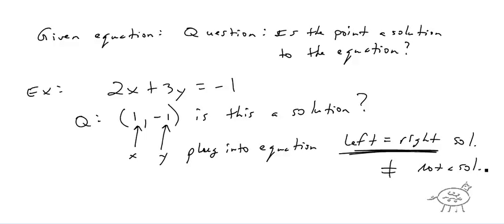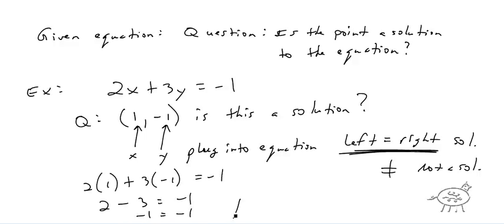So if I take this one and say 2 times 1 plus 3 times negative 1 equals negative 1, so 2 minus 3 equals negative 1. Does 2 minus 3 equal negative 1? Sure does. So the answer to this problem is yes. It's really easy. Just plug it in. That's all you do.